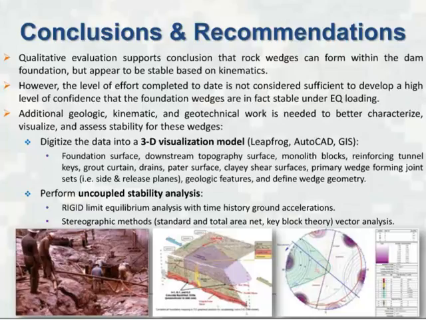So we're moving forward not just with this failure mode, but a number of others, looking at the three-dimensionality and coming up with a way to do an analysis of it. We're going to build a 3D model for visualization and communication, but we're also going to do an uncoupled stability analysis using a limit equilibrium program called Rigid, written by Greg Scott at the Bureau of Reclamation. And then we'll also use some stereographic methods with vector analysis and key block theory analysis. And that's where we are now. We're moving forward on this.